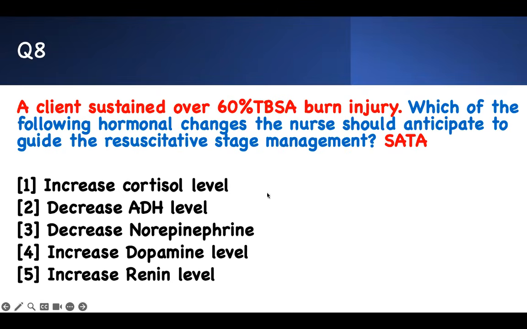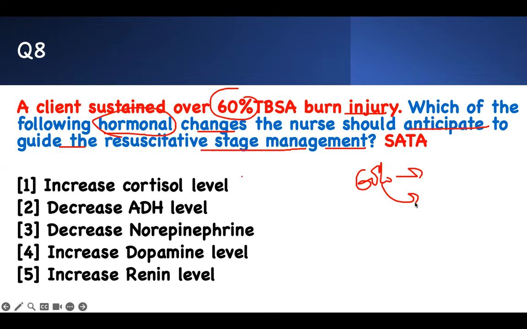A client sustained over 60% total body burn. Which of the following hormonal changes should the nurse anticipate to guide resuscitation stage management? A bunch of words, don't worry about it. All I'm saying is the patient has a 60% burn. It does not matter the number. For us, it's a major burn. There are going to be some hormonal changes to compensate during resuscitation.